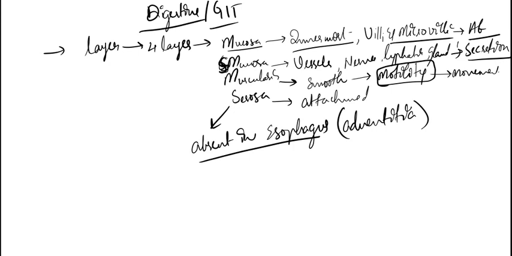Okay guys, so the serosa layer is absent in the esophagus. Just remember this statement, it is called adventitia. I think we will discuss the diagrams in the latter part. We will just discuss the concepts. So that's it for the anatomical part. We will just go into the concepts.